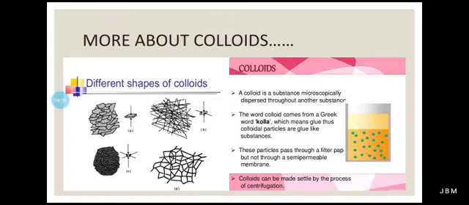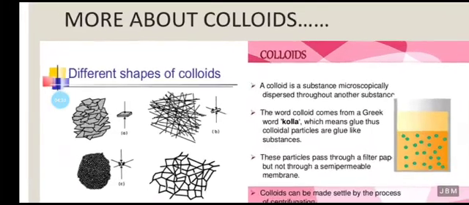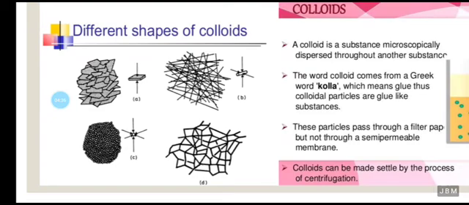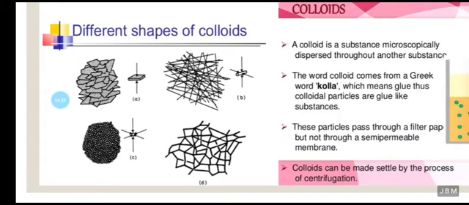Let us understand more about colloids. Now for that, let's begin with the shape of the colloid. You can see that colloids might exist in different shapes. The word colloid has been derived from the Greek word kolla, which means glue. Thus, colloidal particles are glue-like substances. These particles pass through a filter paper but not through a semi-permeable membrane.